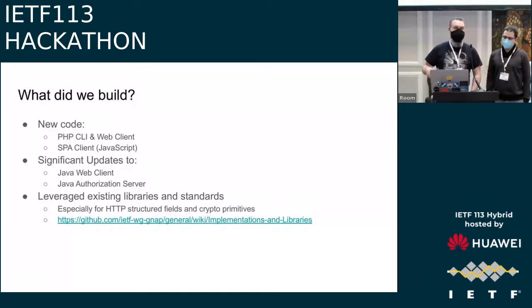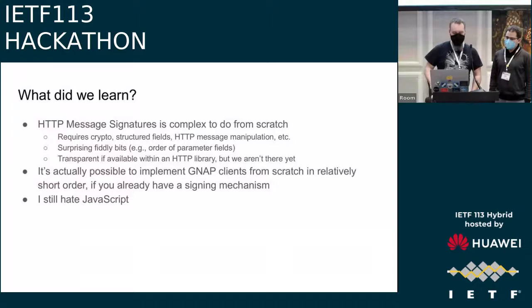We leveraged as much existing code as we could, especially for supporting standards like HTTP signatures, structured fields, and of course, native crypto primitives. We weren't writing our own crypto libraries to make all this stuff work. And we've got a list of the stuff that we used and other things that are available that we collected in the lead up to this on the working group wiki.